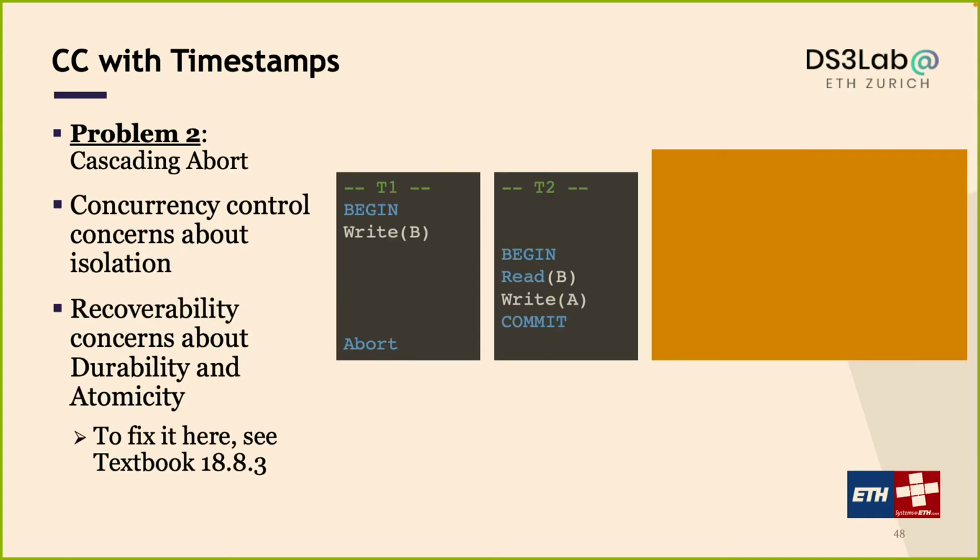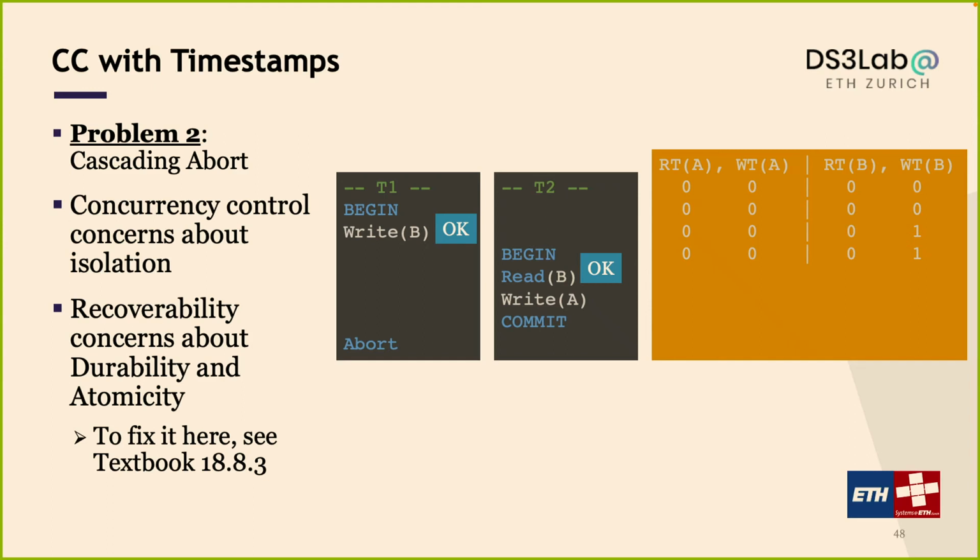Another problem is cascading abort, right? Here we talk about isolation, it's fun, but whenever some transaction tries to abort, that could cause a problem. If you look at this case, in the beginning, T1 wants to write B, update it, right? I allow you to do it. T2 reads B, can I do it? Yes, why not? So T2 can read B.